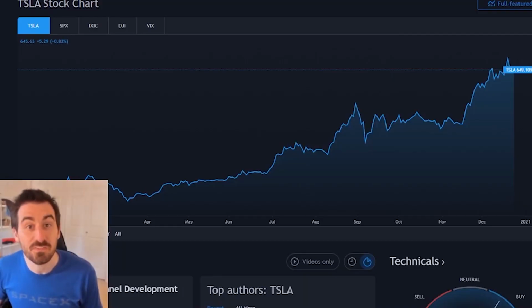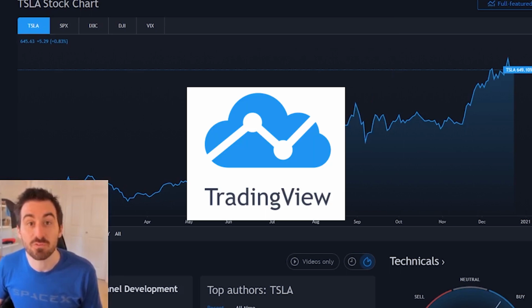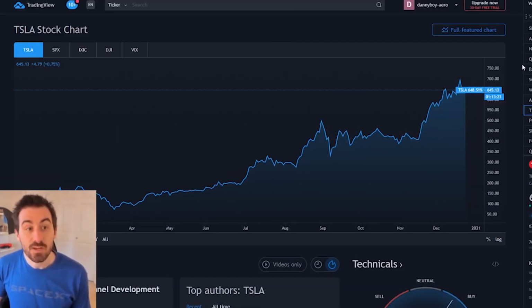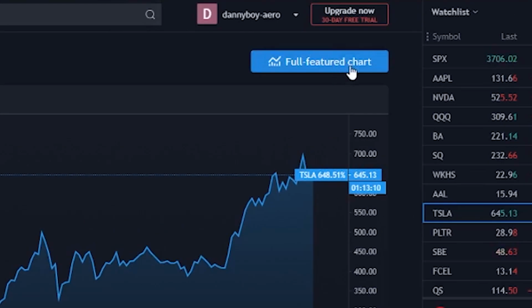So I would suggest a great place to start is this website called TradingView. So this is TradingView here. This is the general platform. So in TradingView, you have the option to select your ticker and you can choose any stock you want. I chose Tesla just because of everything that's happening with Tesla and I love Tesla. Everybody knows it. So what you're going to want to do is go to full featured chart.